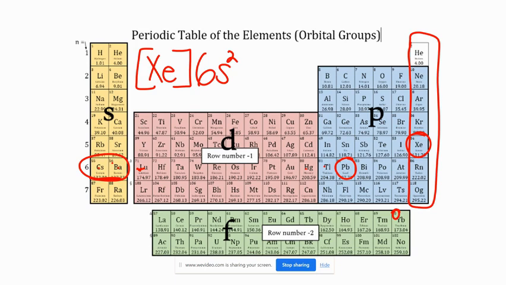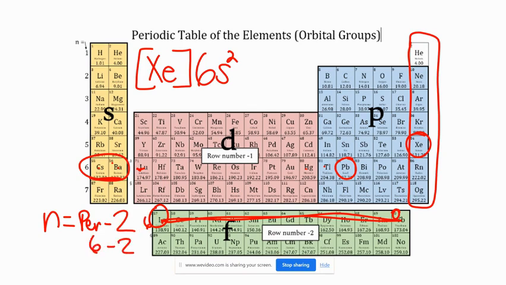What comes after 56? This is kindergarten. Come on. 57. Thank you. So I'm jumping down here to 57. What is my N value for this section? N equals period minus 2. I am in period 6, and 6 minus 2 is 4.